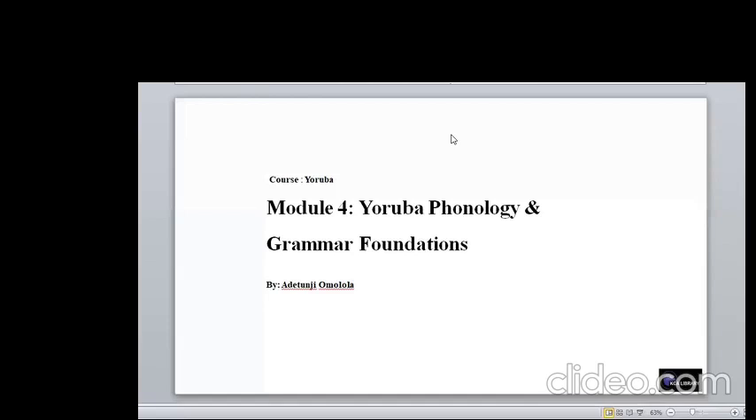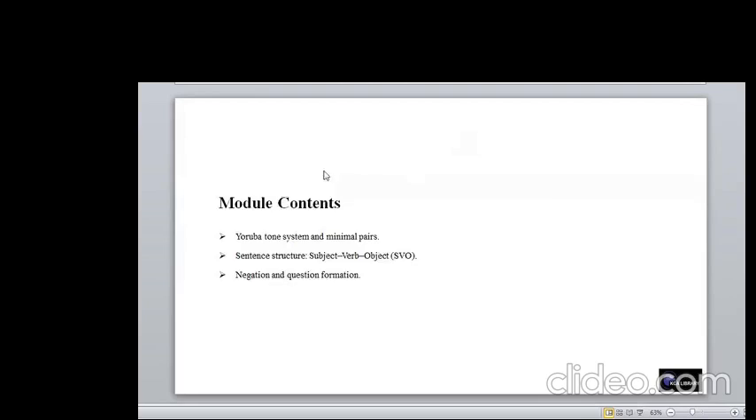Welcome to class. We are moving to Module 4 and the topic is Yoruba Phonology and Grammar Foundations. The contents include Yoruba tone system and minimal pairs, sentence structure, and negation and question formation.